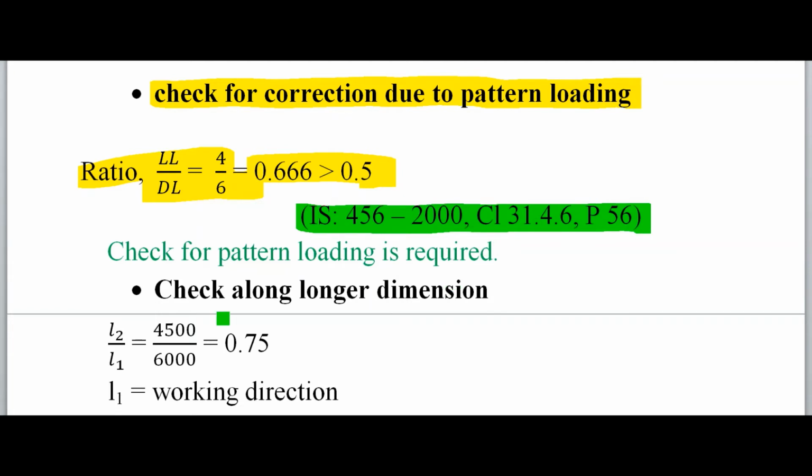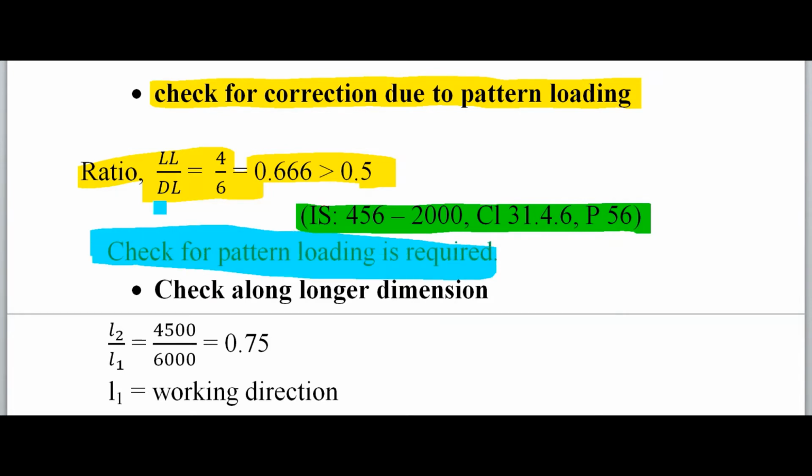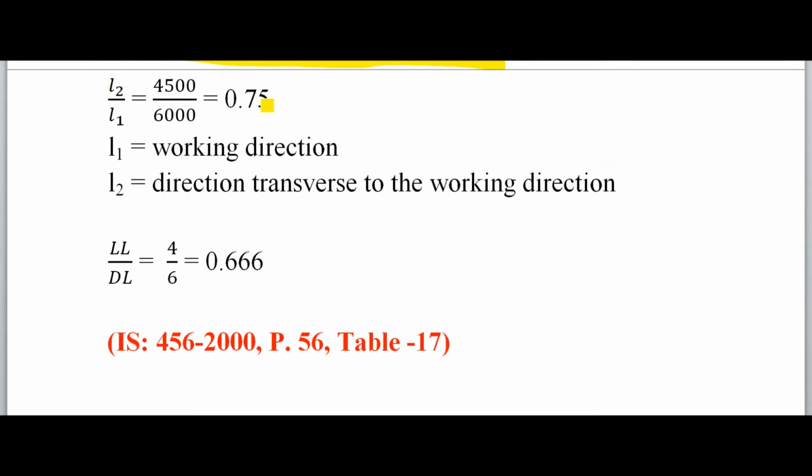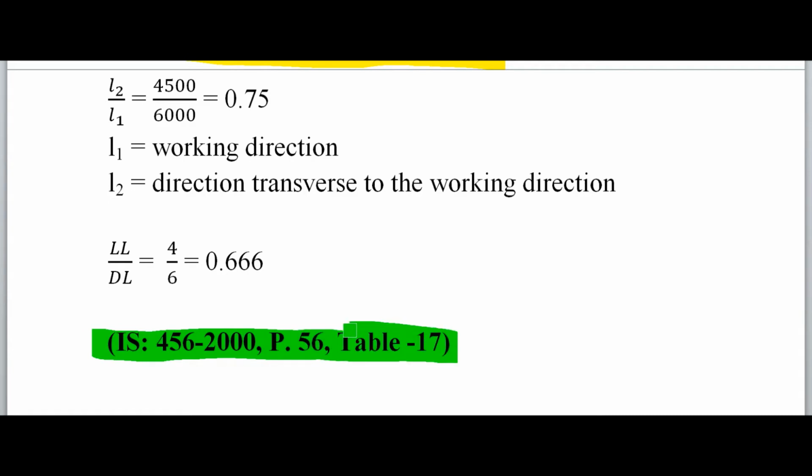Let's check this. By this equation you can see a check for pattern loading is required if the ratio of live load and dead load is more than 0.5. So we are going to calculate pattern loading along the longer dimension as well as the shorter dimension. First, how do we calculate this? We can calculate it by IS 456 2000, page number 56, table number 17.